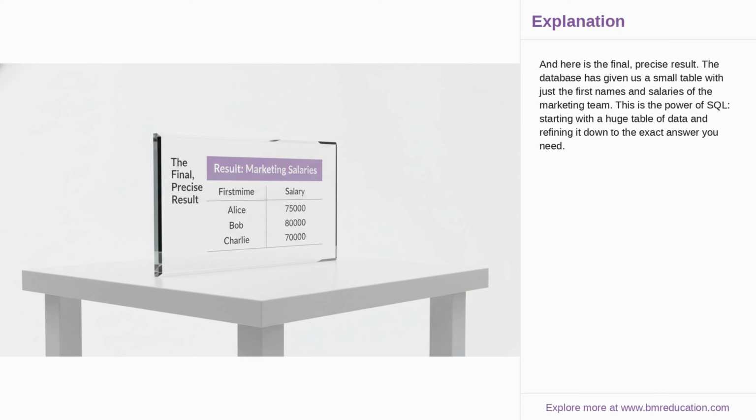And here is the final, precise result. The database has given us a small table with just the first names and salaries of the marketing team. This is the power of SQL. Starting with a huge table of data and refining it down to the exact answer you need.